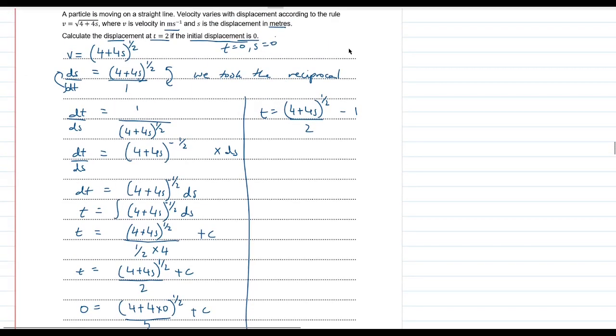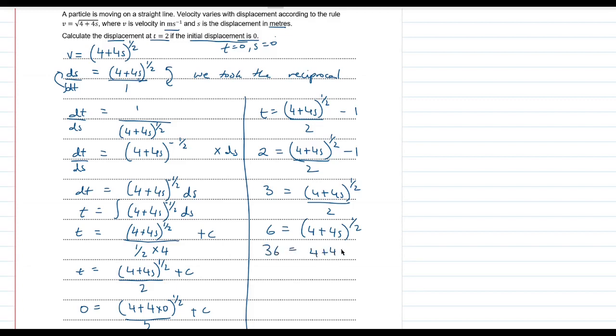And because we want to find the displacement at t equals 2, let's sub in 2 for t, and we want to find what s is. Adding 1 on both sides, we get 3 equals (4 plus 4s) raised to half over 2. Multiplying by 2, we get this. Then squaring both sides, we get 36 equals 4 plus 4s. Minusing 4 on both sides, we get 32 equals 4s. So s is going to be 32 divided by 4, which is 8.